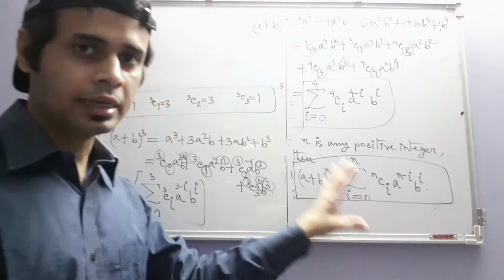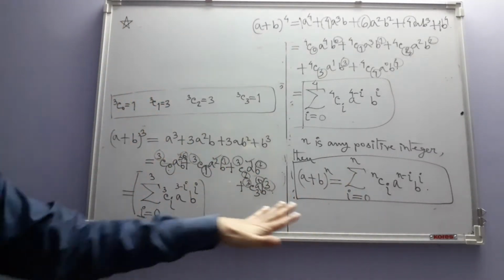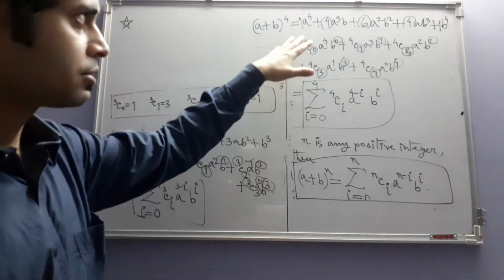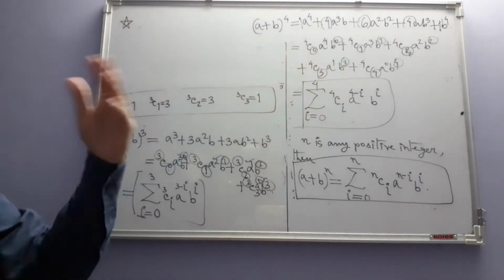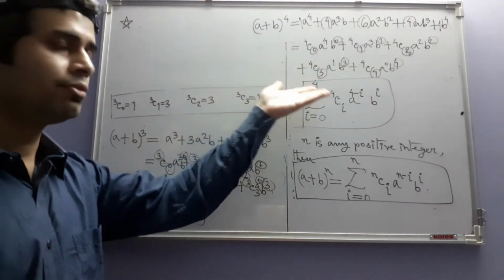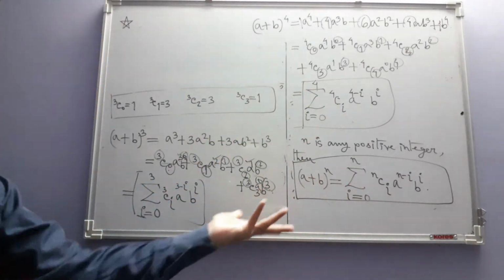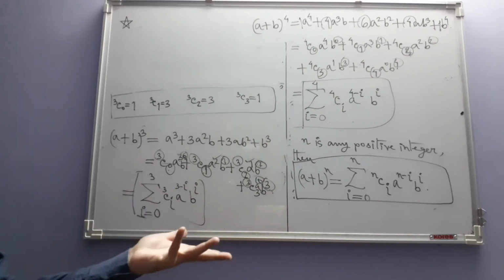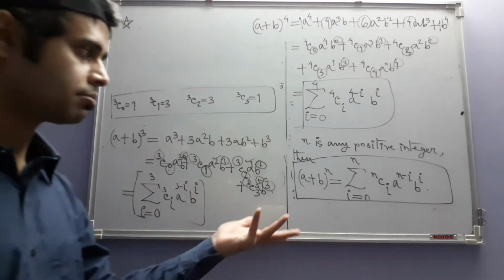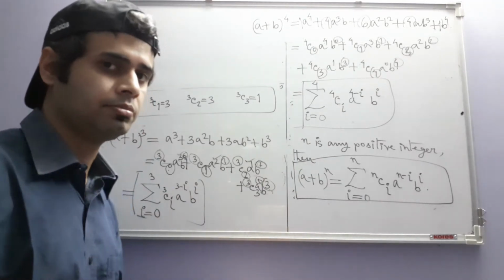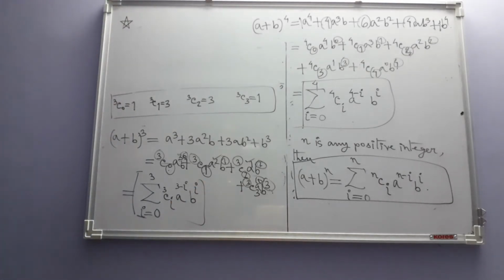But this is only my guess. At present this is only a guess, because based on what we have got so far, only till the fifth power we are writing this. We don't yet know whether it is true in general. We have to prove that it is true, and the theorem that proves this is called the binomial theorem, and this is the binomial formula.